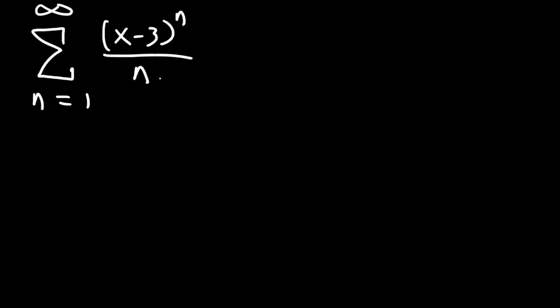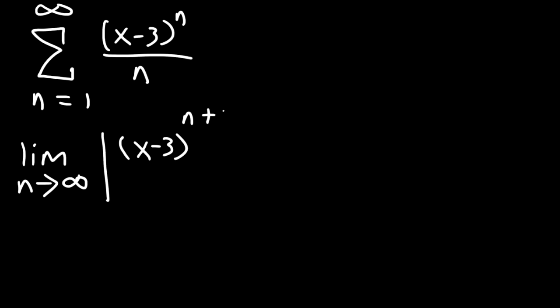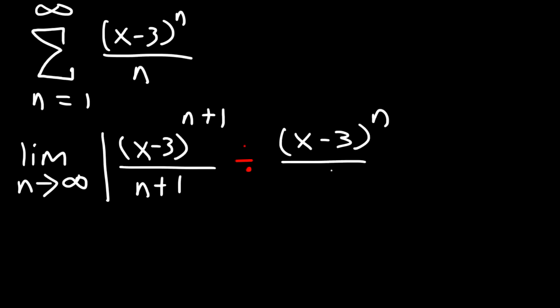Let's try this power series. Let's say it's x minus 3 to the n divided by n. So let's start with the ratio test. So u sub n plus 1, that's going to be x minus 3 raised to the n plus 1 divided by n plus 1. And then we're going to divide that by u sub n, which is x minus 3 to the n over n.